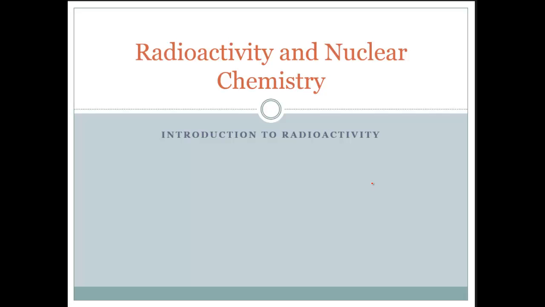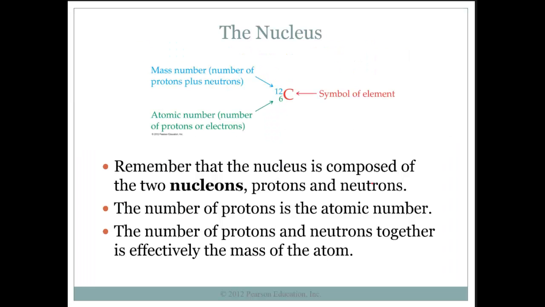This tutorial is intended to provide an introduction to radioactivity. Remember that the nucleus is composed of two nucleons, the protons and the neutrons. The number of protons is the atomic number, while the number of protons and neutrons added together is the mass number, or effectively the mass of the atom.